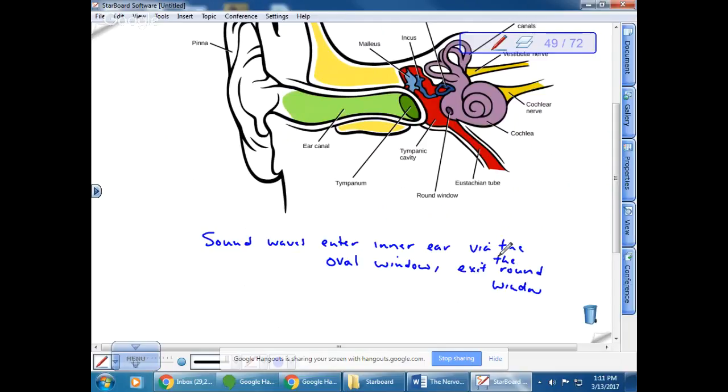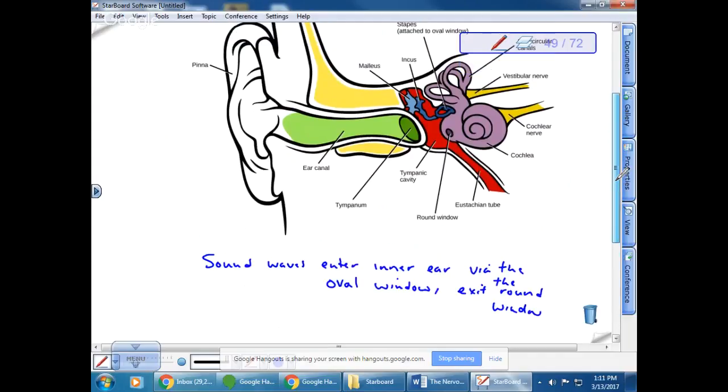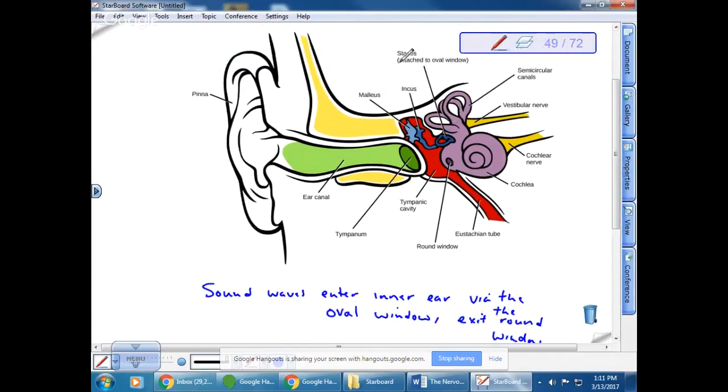So you should know, the oval window is where the stapes is right here. This is the round window. This is the vestibule. These are the semicircular canals filled with fluid. And then this is the cochlea. Oval window is right here. So it says here, stapes attached to the oval window. Yep. So it just moves and then it causes a kind of a wave in the fluid.